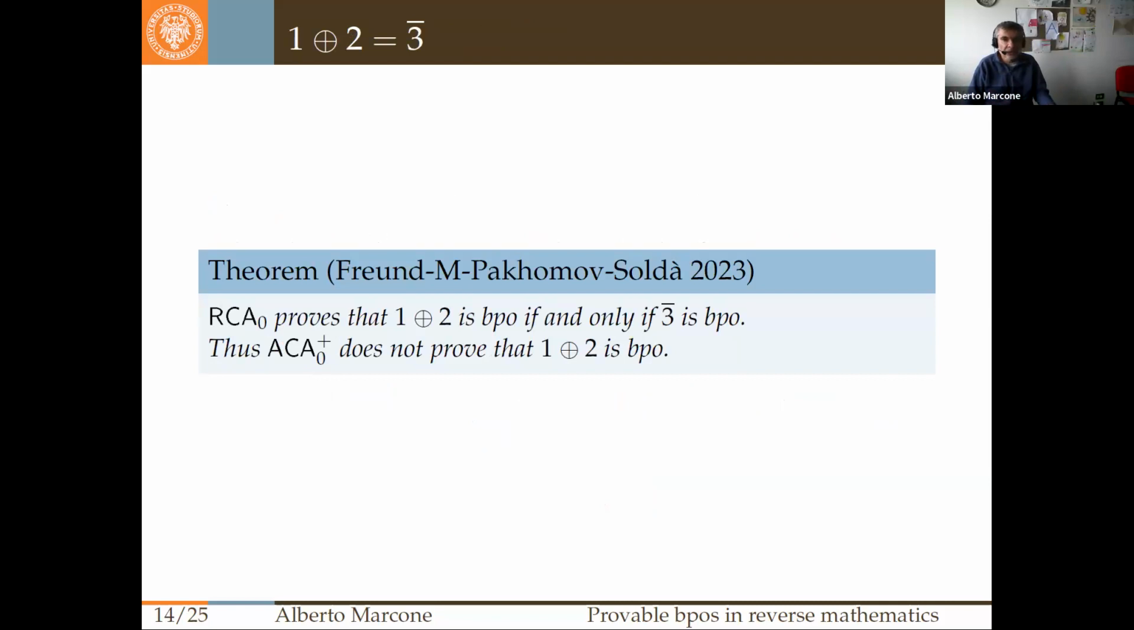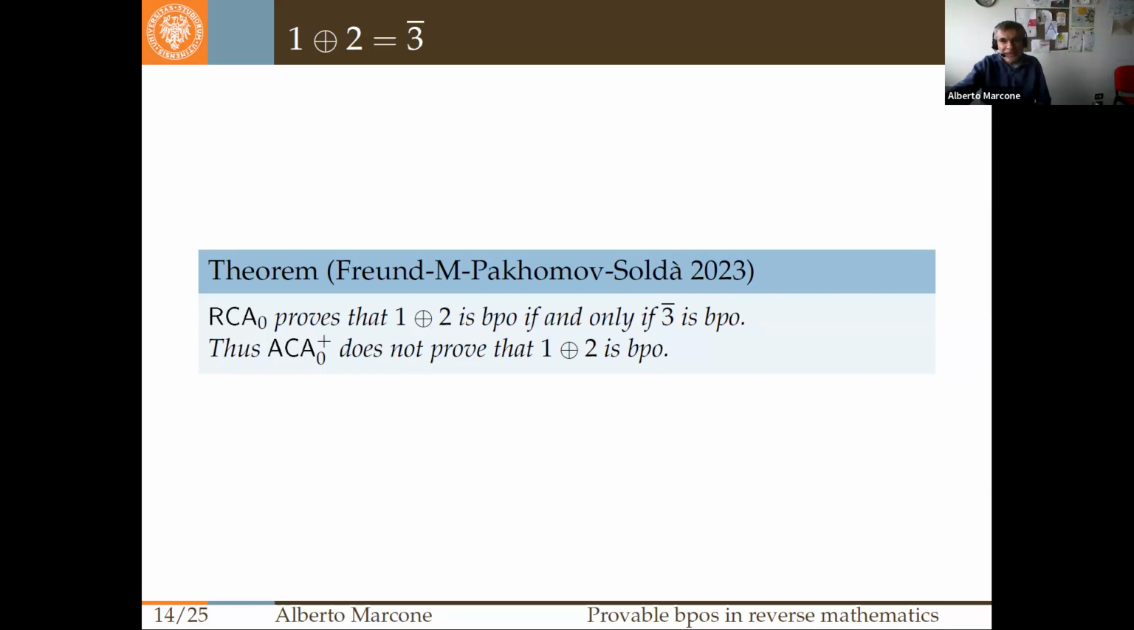And what we found is that actually 1 plus 2 is already a problem for theories such as RCA0, because in RCA0, we can prove that 1 plus 2 is a better partial order if and only if the anti-chain with 3 elements is a better partial order. And so, for example, RCA0 does not prove that 1 plus 2 is a better partial order. So I went to my 12 years old daughter and said, well, we proved that 1 plus 2 equals 3, but for some reason she wasn't impressed at all. But I was impressed by the result, and I'm talking to you about this. I hope you are more impressed than my little one.